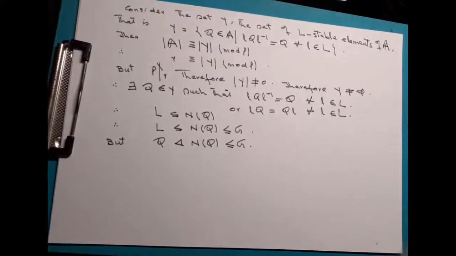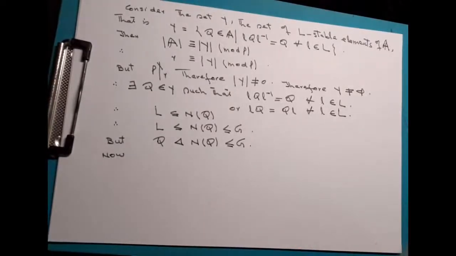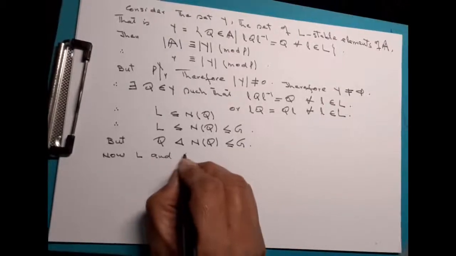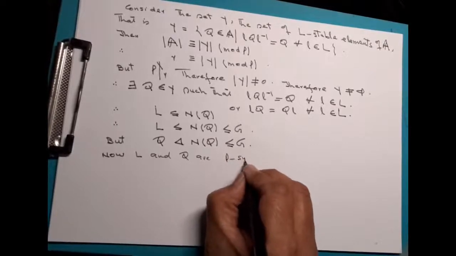Now L and Q are Sylow subgroups of G. L is a Sylow subgroup we started with, and Q is an element of Y, and elements of Y are Sylow subgroups. Now L and Q are Sylow subgroups of G.